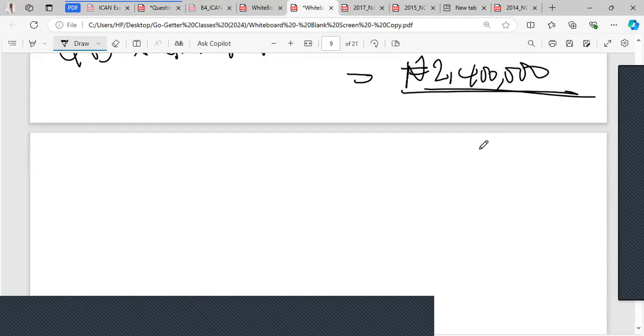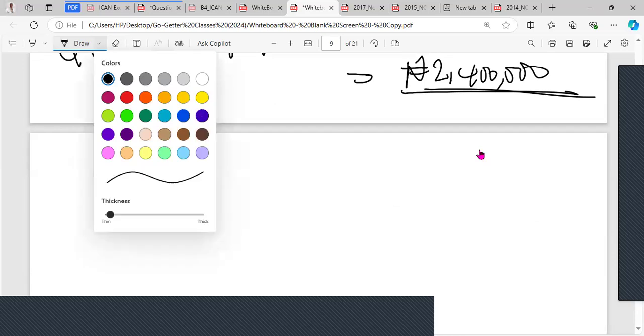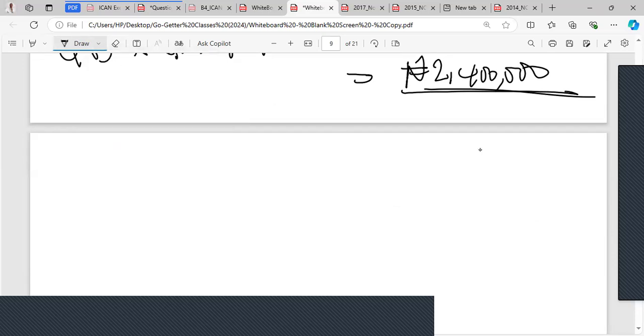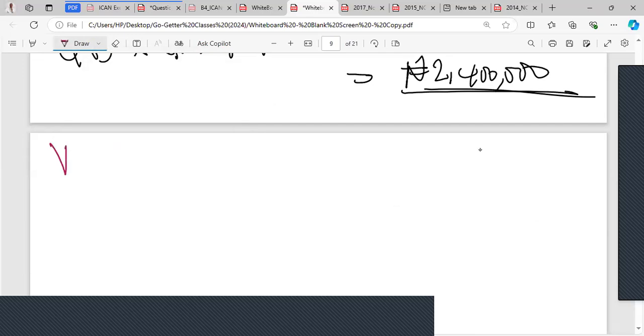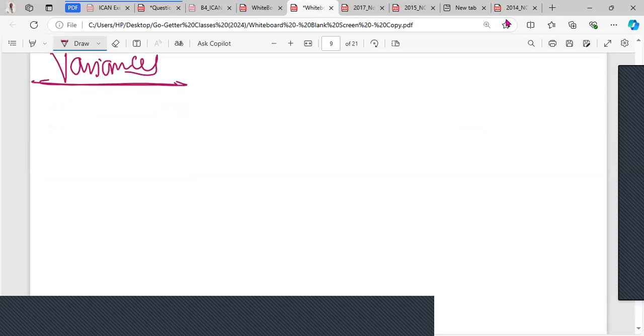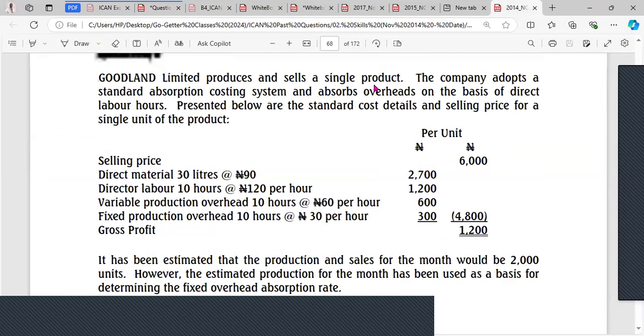Now the next thing to do is to do our variances. So I will start with, let me use a different color for the variances. Let's say this is our variances. All right. So what are our variances? We have direct material. Okay, I can start with sales price. Let's do the sales price variance.